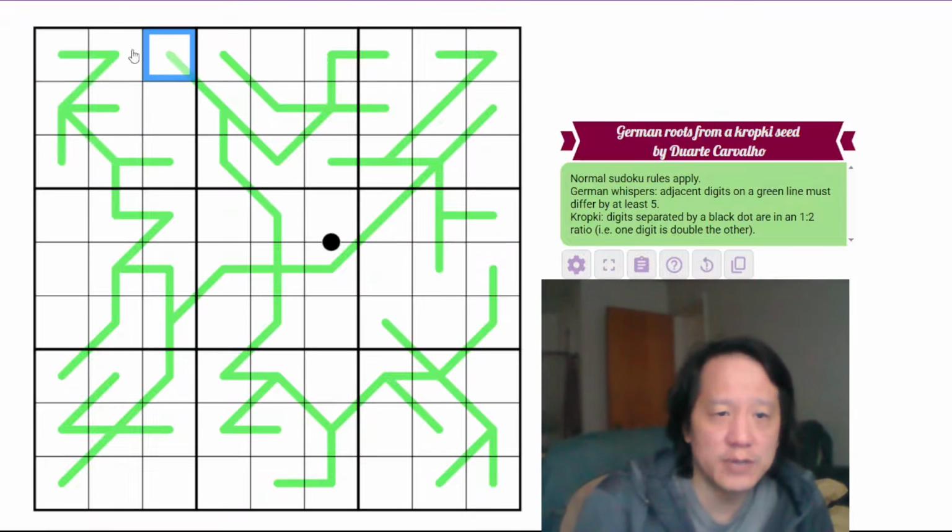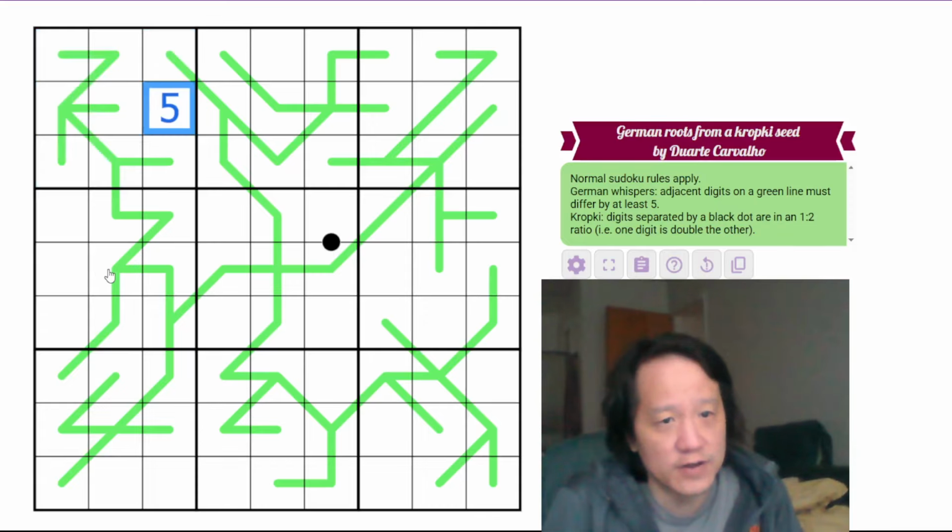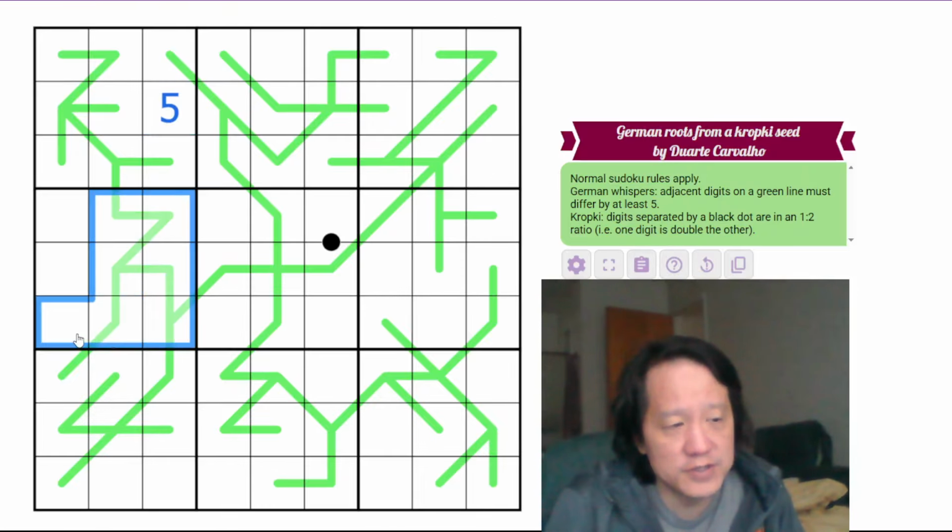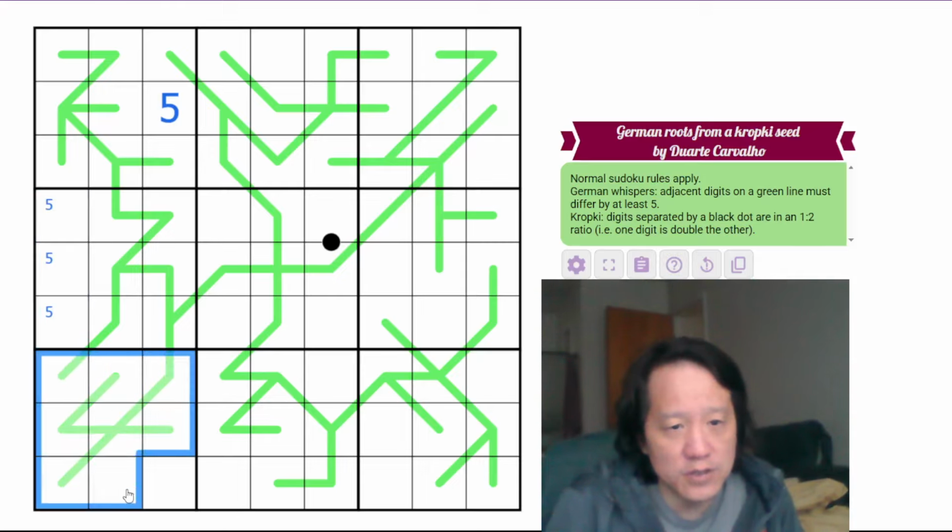In this upper left-hand box, every cell contains a German whisper line, or whisper 5 line, except for 1. So this has to be the 5. In this left central box, all these cells contain a whisper 5 line, so one of these must be a 5 here. In this lower left-hand box, all the cells but these two contain whisper 5 lines, and this can't be a 5 because of the 5 in the column, so this must be 5 here.